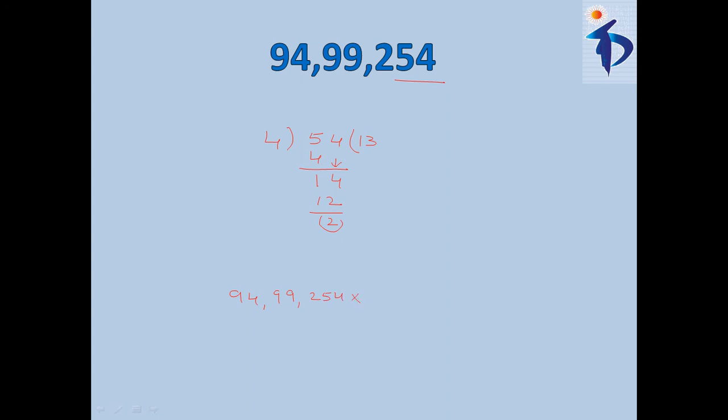Okay, let's check another number now. As we discussed, here the last two digits consist of two zeros. So without doing division here, because we have two zeros in the last two digits, we can say that 94,99,700 is divisible by 4, because the last two digits are zeros, so this number is divisible by 4.